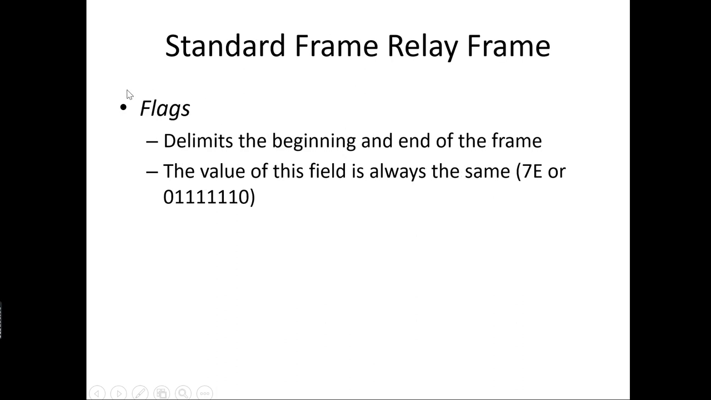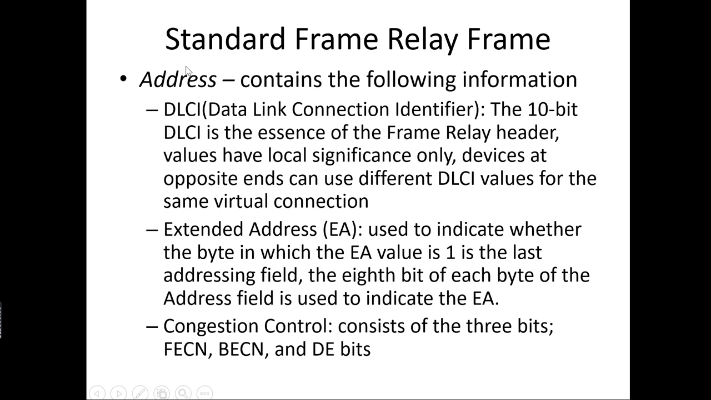And then what about the flag value? It is the delimiter value. It has a constant value which is a 0 followed by 6 ones and a 0. So this is the default flag value. And then about the address. In the address field, there is an indication for three portions: the DLCI, the extended address, and the congestion control value. As we have already seen, the address will contain 16 bits, so it can be divided into 10 plus 6 or in this way also.